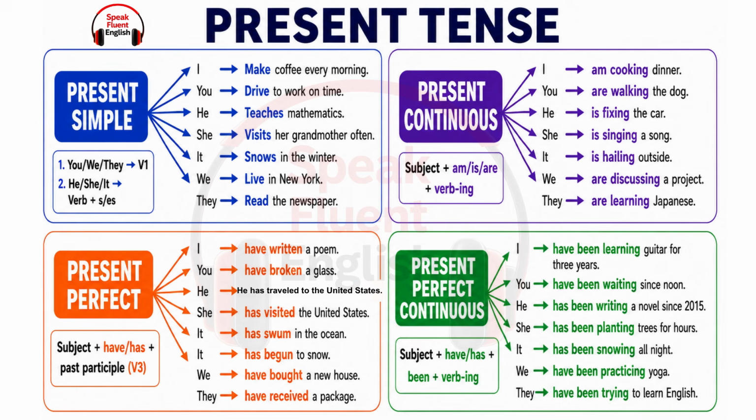You have been waiting since noon. He has been writing a novel since 2015. She has been planting trees for hours. It has been snowing all night. We have been practicing yoga. They have been trying to learn English for months.